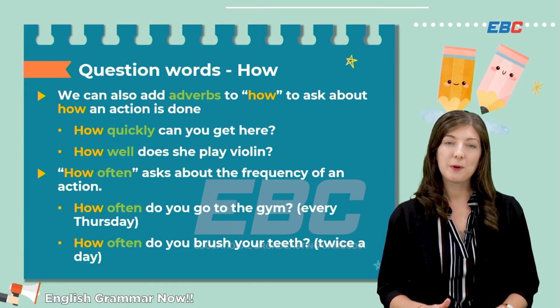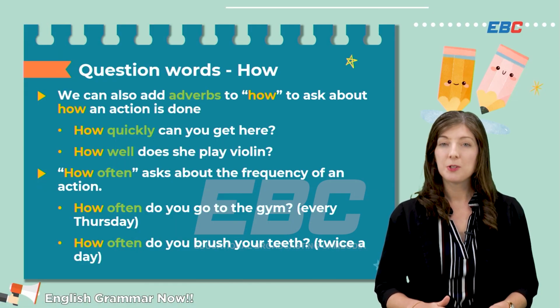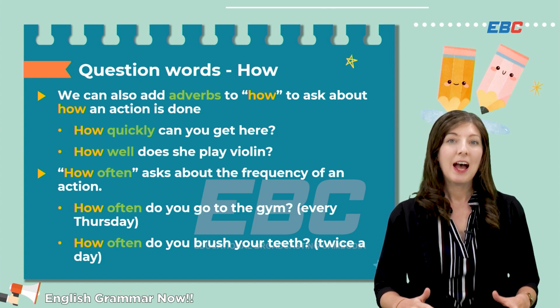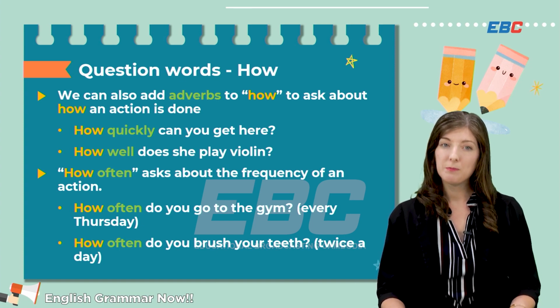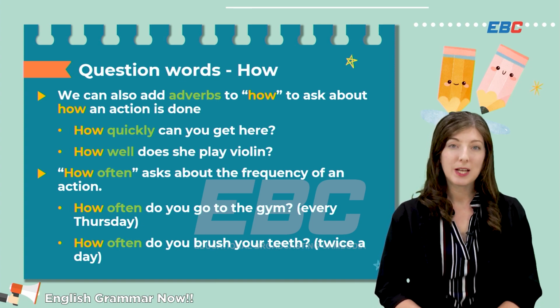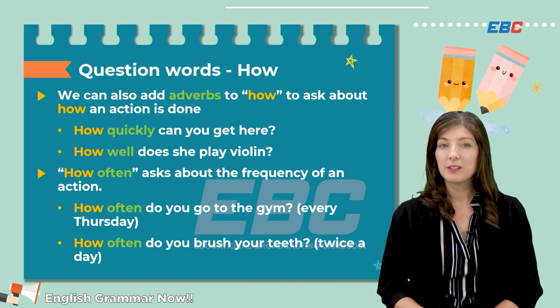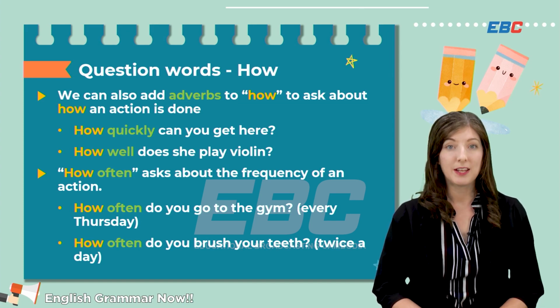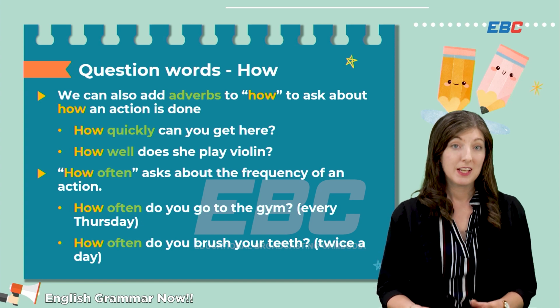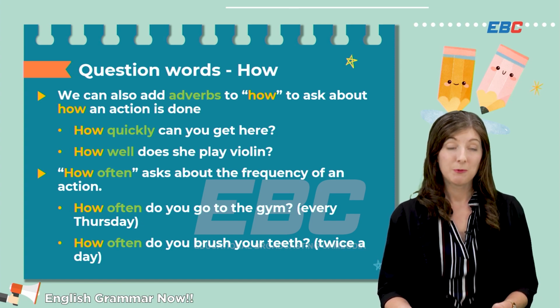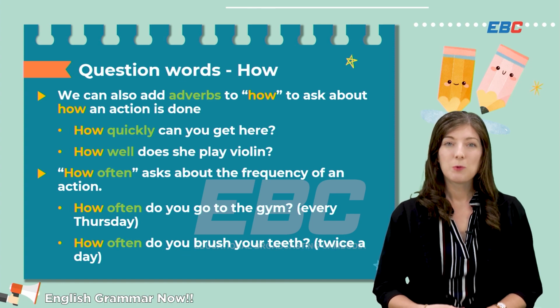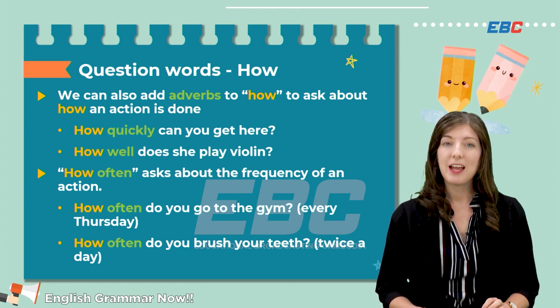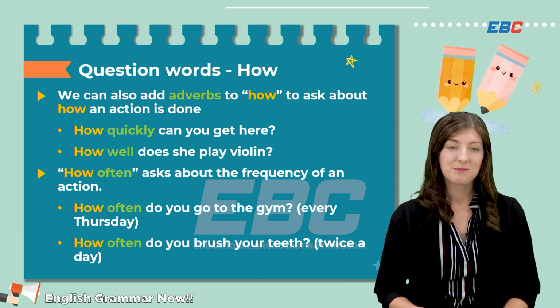We can also add adverbs to how to ask about how an action is done, in what way it is being done. For example, how quickly can you get here? Or, how well does she play the violin? The answer to that question might be very well or not very well. So we're asking especially about the adverb that we've added.